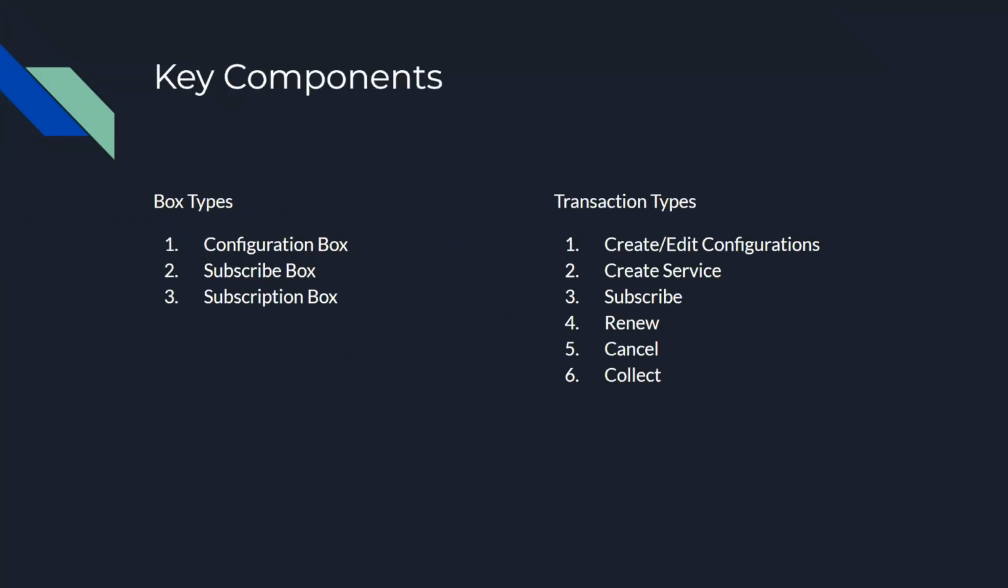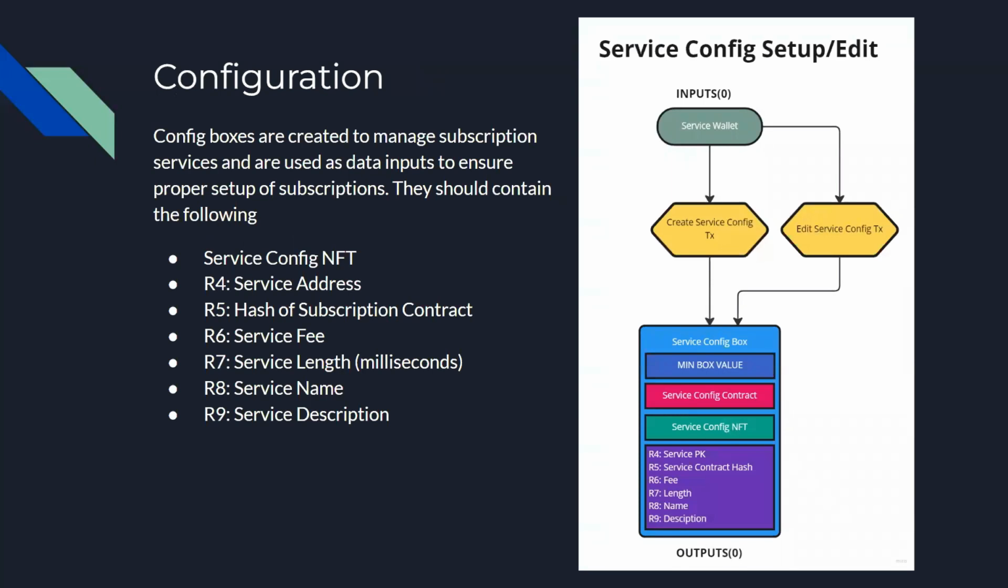So, key components of my implementation: there are 3 different box types: a configuration box, a subscribe box, and a subscription box. There are 6, technically 7 transaction types: create and edit configuration, a create service transaction, a subscribe transaction, a renew transaction, cancel, and collect. Let's dig a little deeper.